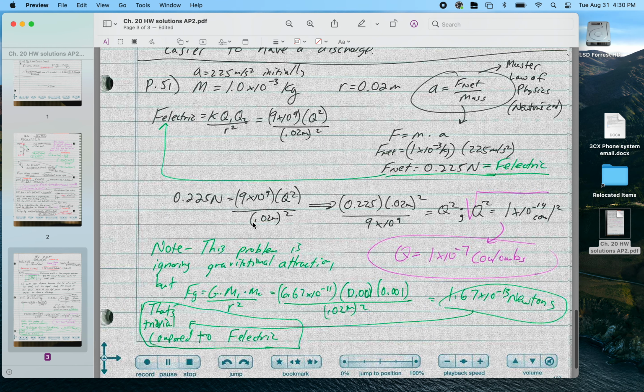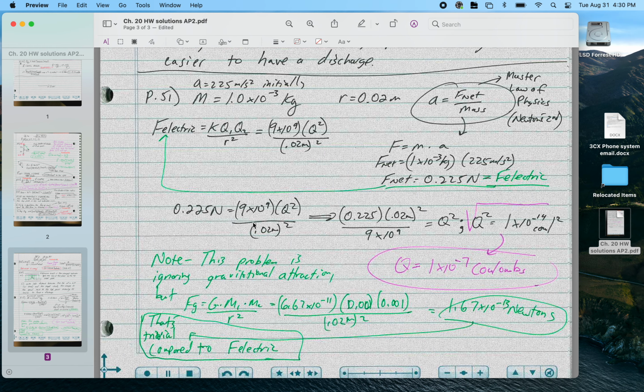Finally, for 51. 51 was saying you had two equally charged 1 gram spheres placed 2 centimeters between their centers. So when released, each begins to accelerate at 225 meters per second squared. What's the magnitude of the charge? So I start with my master law of all physics, Newton's second law. We know the acceleration. We know the mass of each of these is 1 times 10 to the negative third kilograms. So I can figure out the net force.